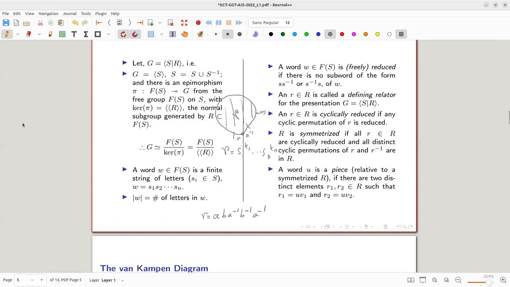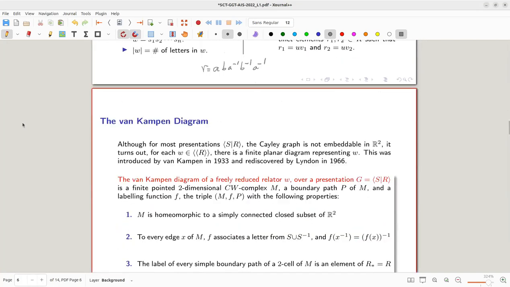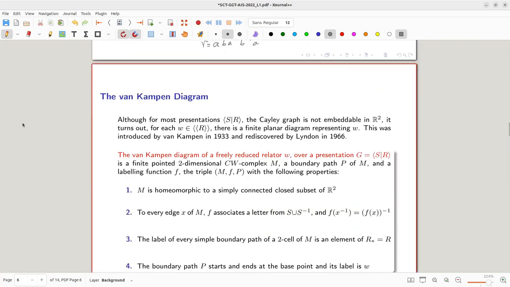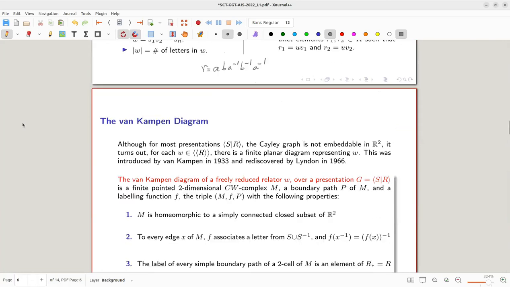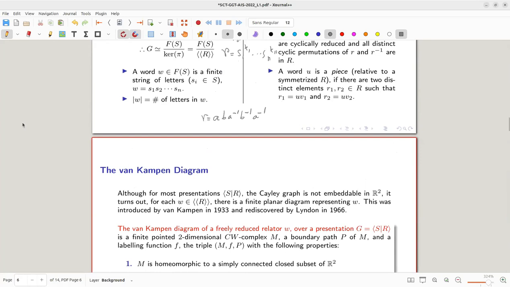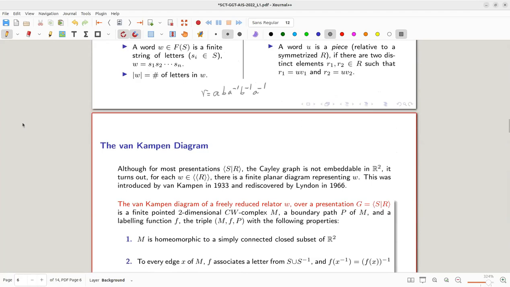Okay, sir. Got it. I have one question. To define this piece, why do I need my set R to be symmetrized? My idea is to see the cancellation pair only.